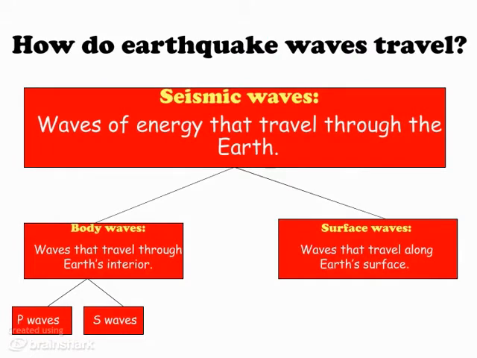So when an earthquake happens, it sends out seismic waves. A seismic wave is just a wave of energy that travels through the earth. These waves travel in two ways: body waves, which travel through the inside of the earth, or surface waves, which move along the top. As you can see from this graphic organizer, there are two types of body waves, which we'll get into next.